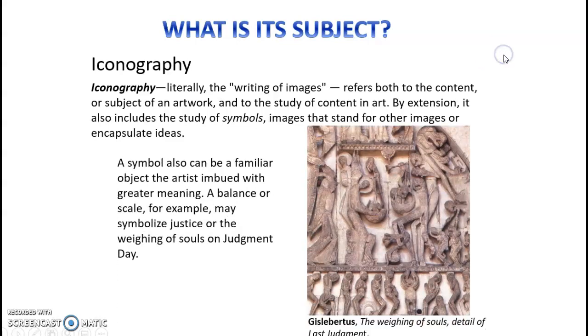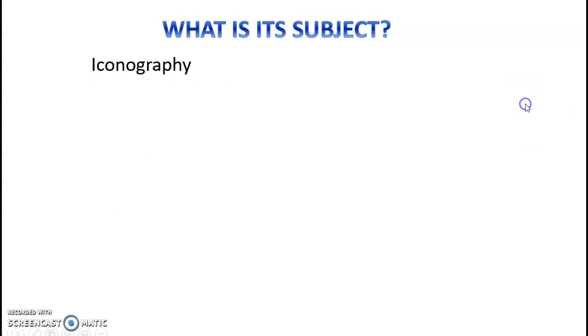Iconography is literally the writing of images. By extension, it can be used as the study of symbols, but it's also about the content and the subject of an artwork. This is an example of the weighing of souls. This would have been above a Romanesque cathedral. I mentioned this before about the images that they would use for an illiterate population.